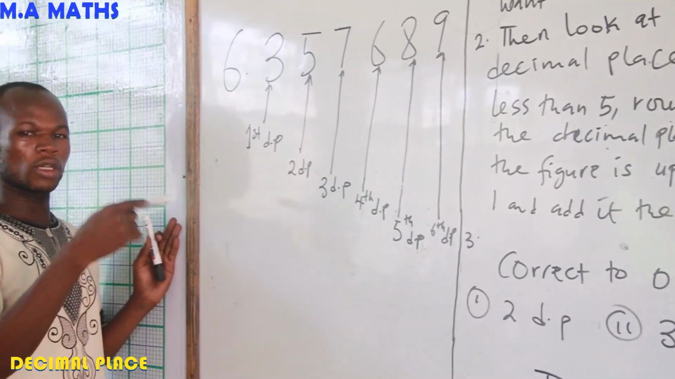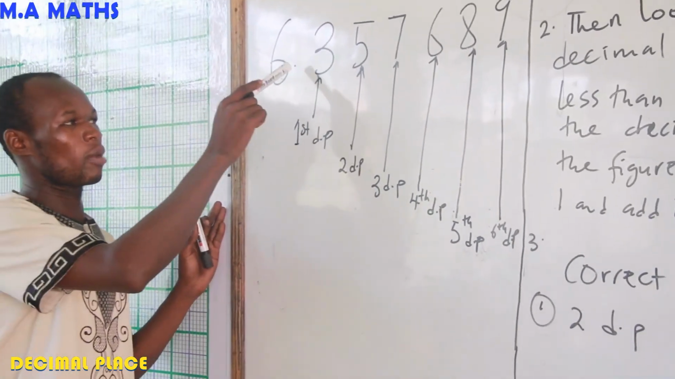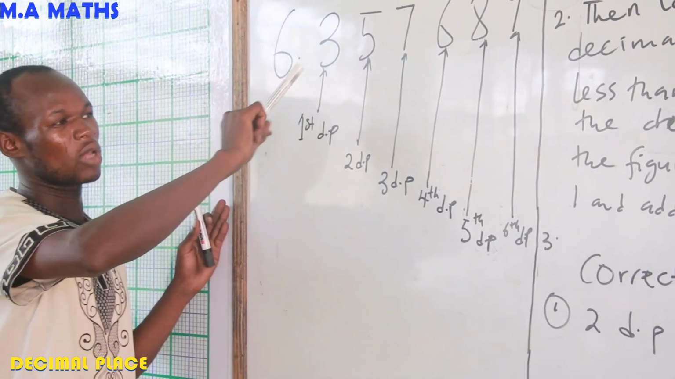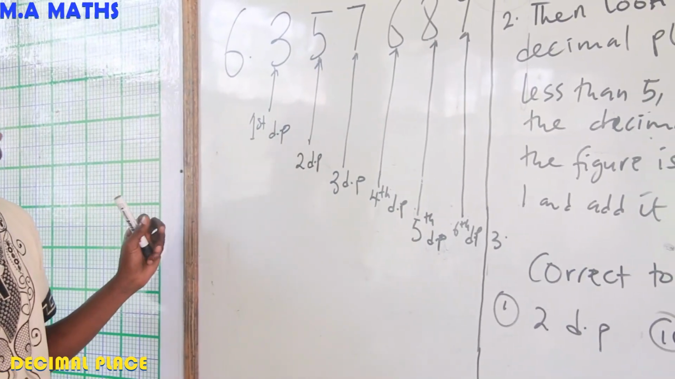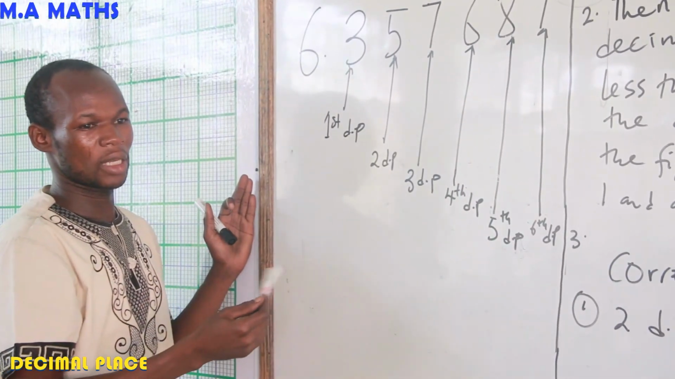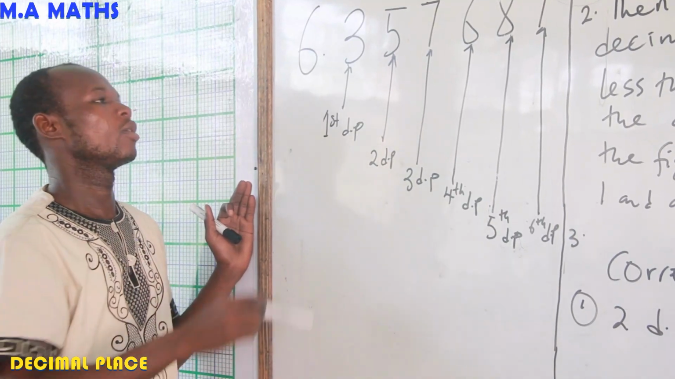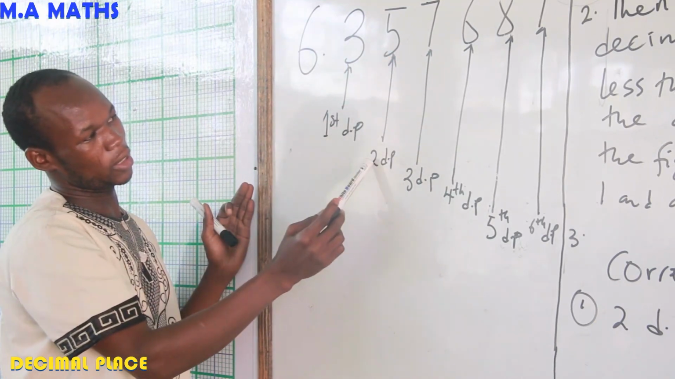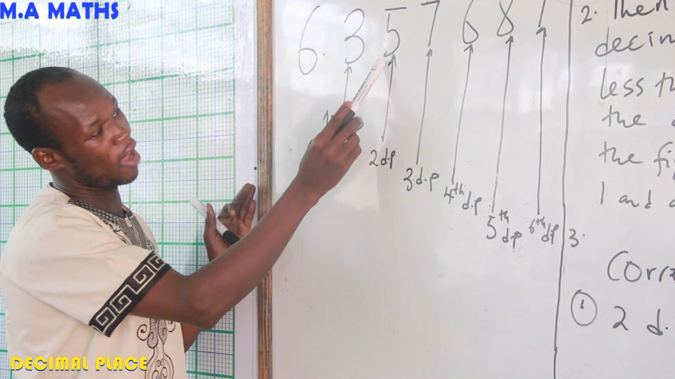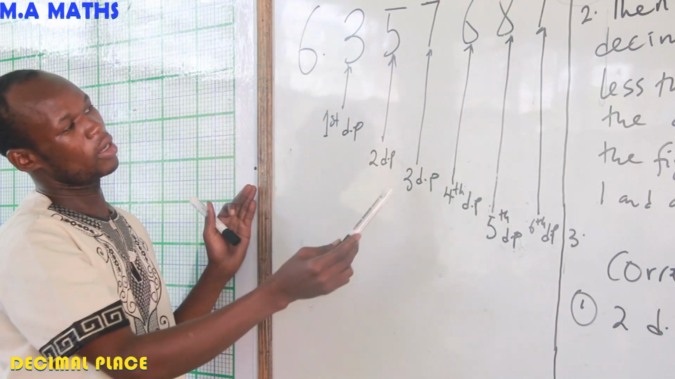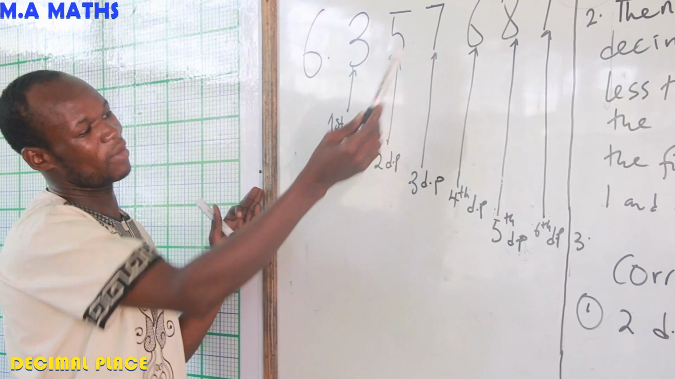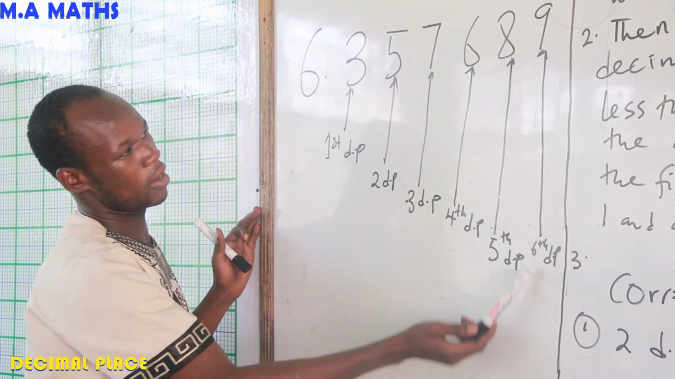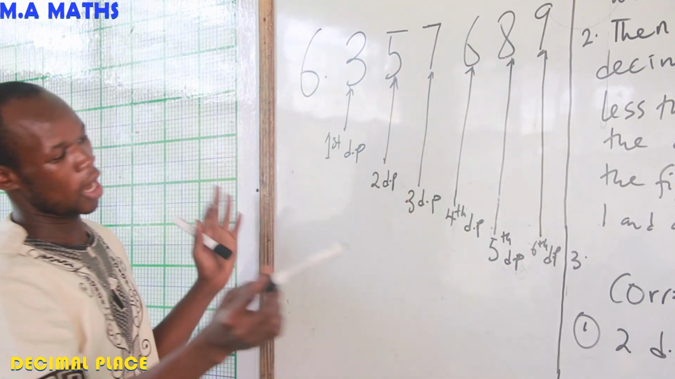You start counting after the decimal point. All the numbers that follow the decimal point are decimal numbers and are in their decimal places. So the first decimal place is 3. The second decimal place is 5. The third decimal place is 7. The fourth is 6. The fifth is 8. The sixth is 9. In that order.